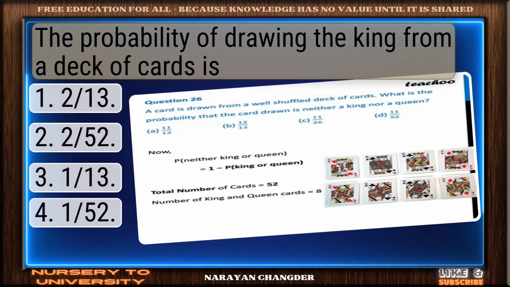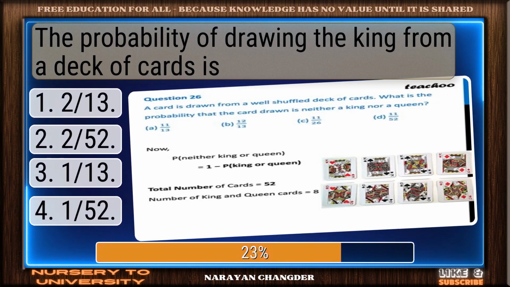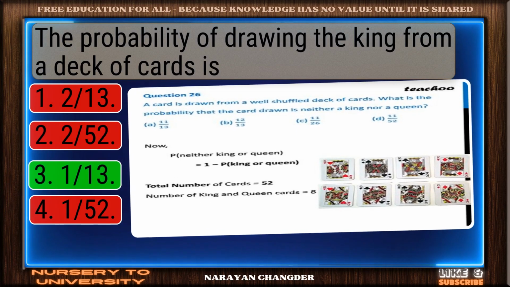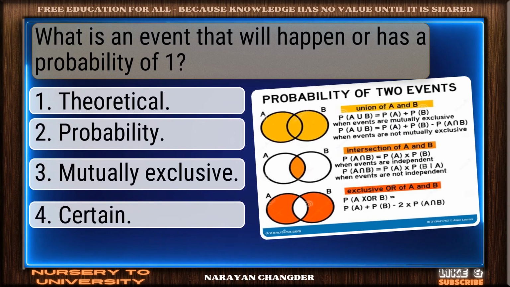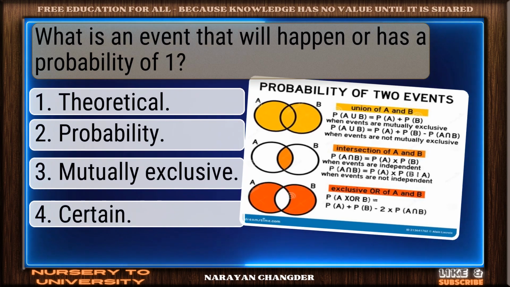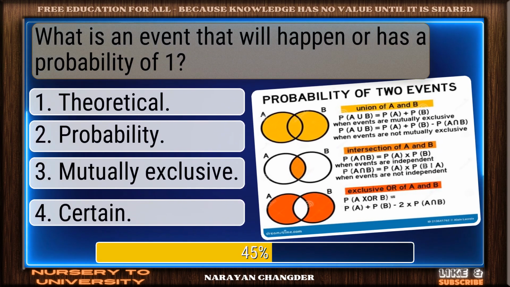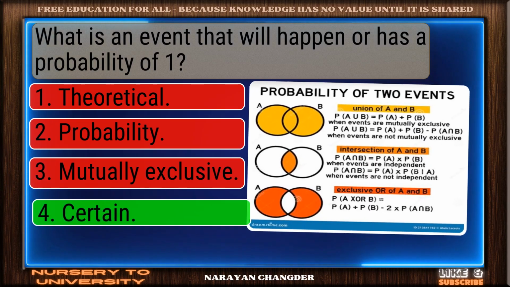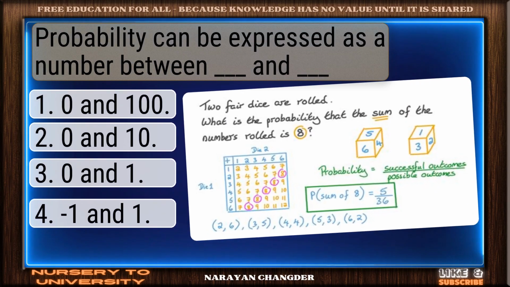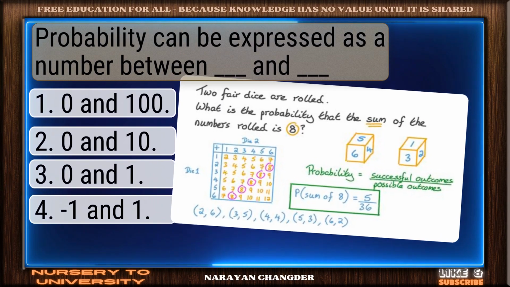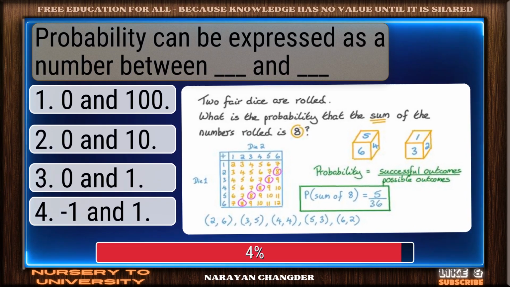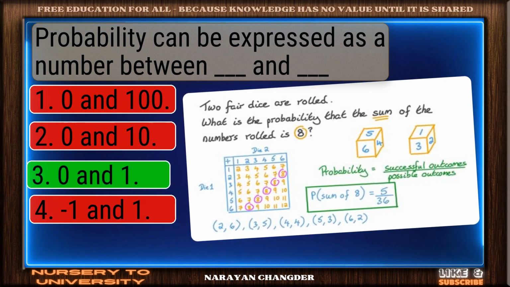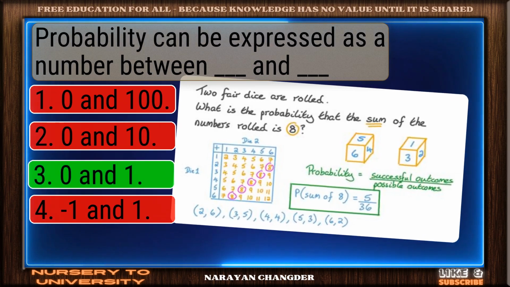The probability of drawing the king from a deck of cards is. You're right. 4 by 13 is correct. What is an event that will happen or has a probability of 1? Exactly. Certain makes sense. Probability can be expressed as a number between dash and dash. Nice work. 0 and 1 fits perfectly.